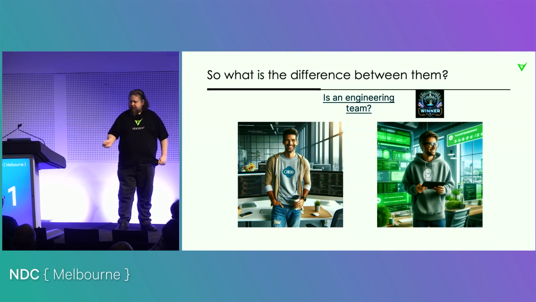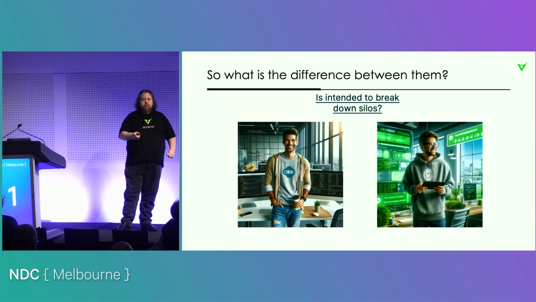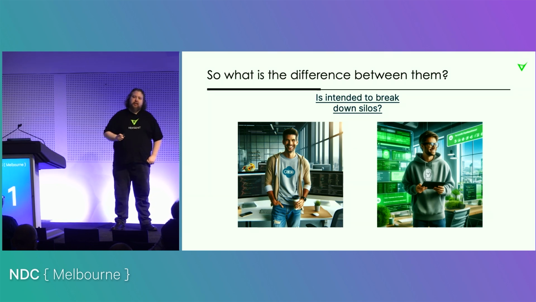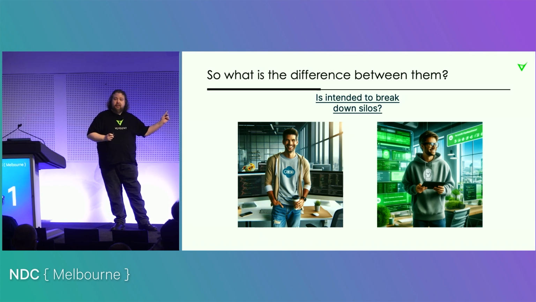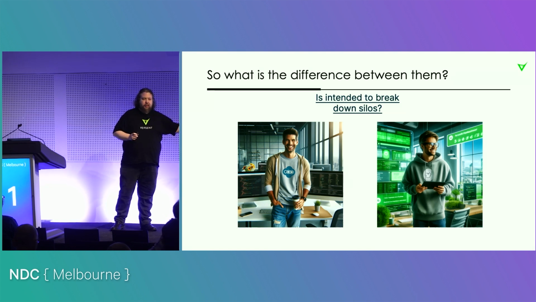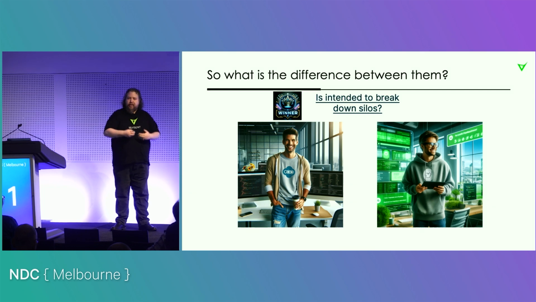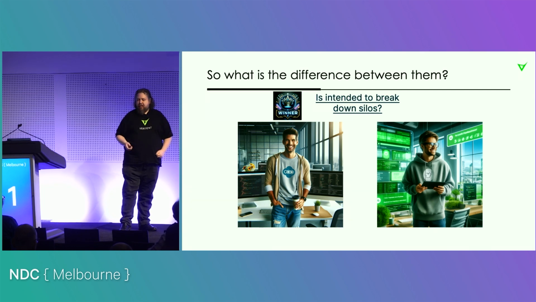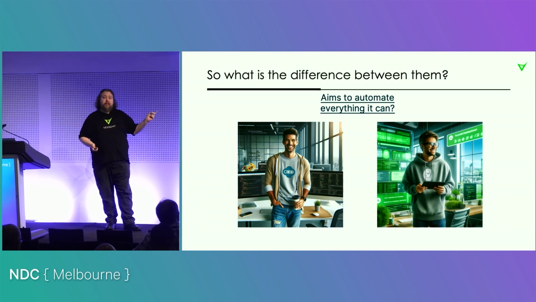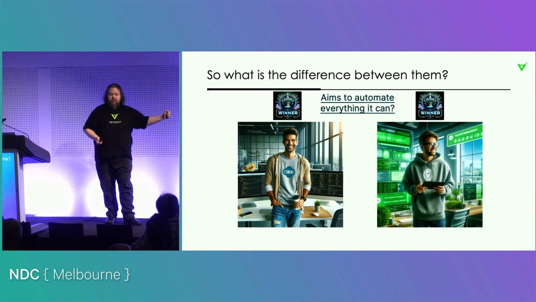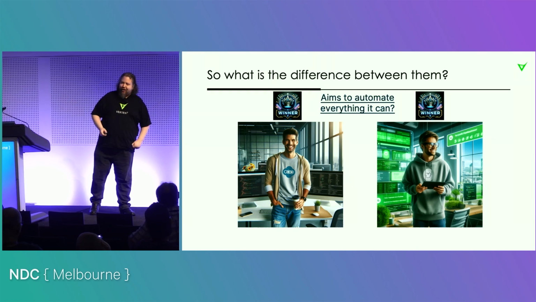So, let's go to the next one. Which one of these two was intended to break down silos? So we'll start with DevOps and platform engineering. You're all pretty much on the ball. That one's DevOps. Very much the idea of the DevOps culture was to break down silos, cross-collaborative teams, all those good things. Which one of these two aims to automate everything? So let's go with DevOps. How about platform engineering? Well, it's DevOps and it's platform engineering. So you're all right.